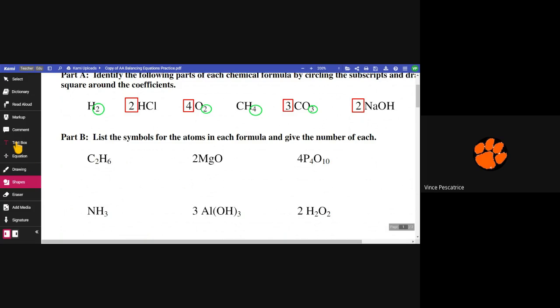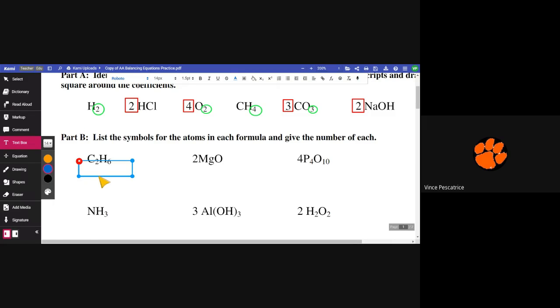Okay? So you're going to go to the text box tool and choose the color you want to write in. So then when you click underneath it, you'll be able to write. You can choose the size of your font here. Anything from like 11 to 14 is good.